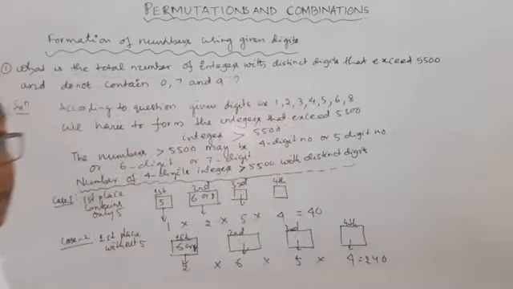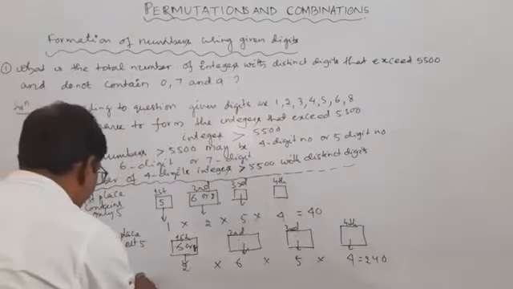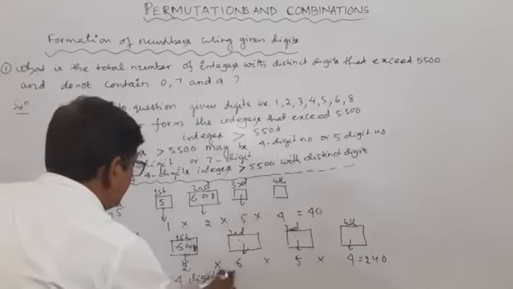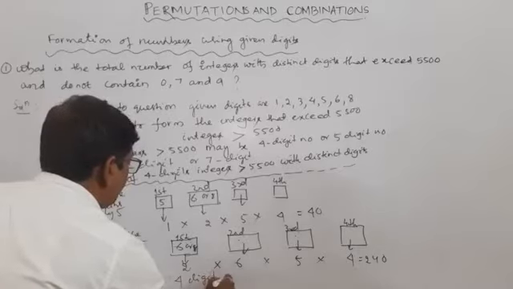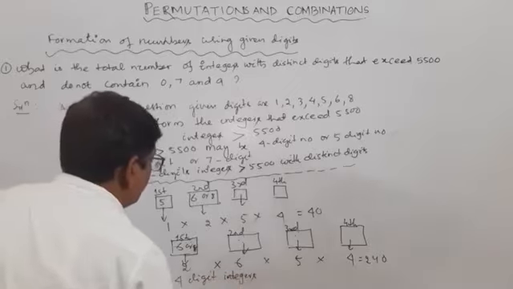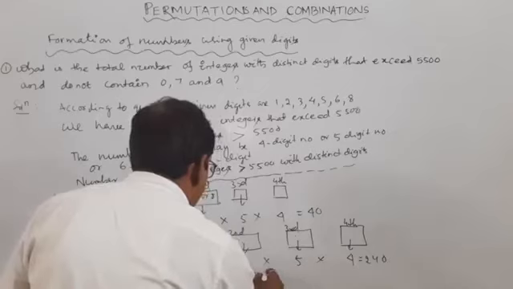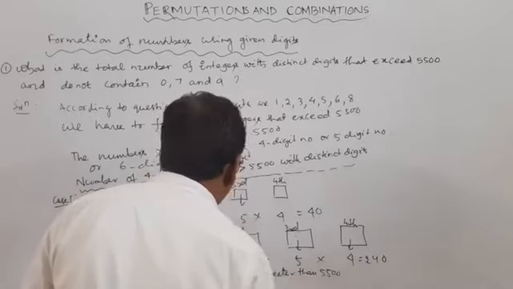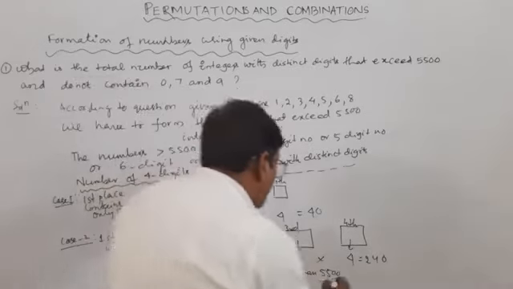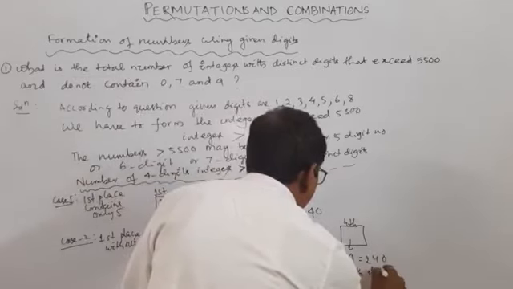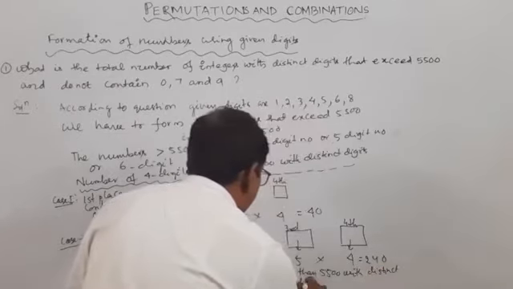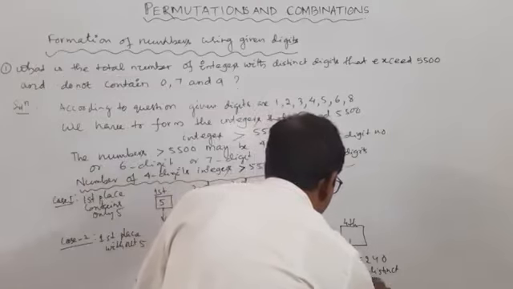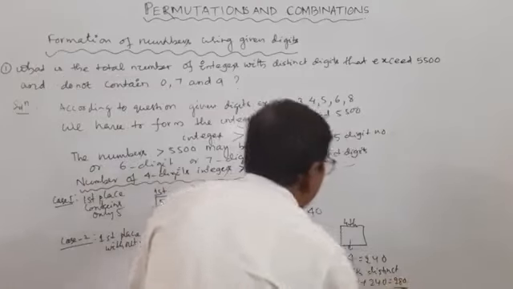So number of 4 digit integers greater than 5500 with distinct digits is equal to 40 plus 240, that is 280. This is the number of 4 digit numbers.